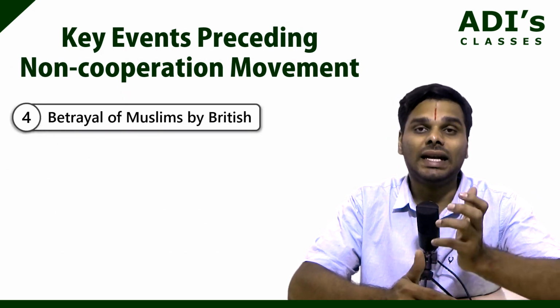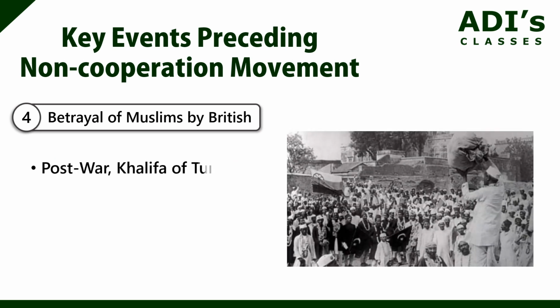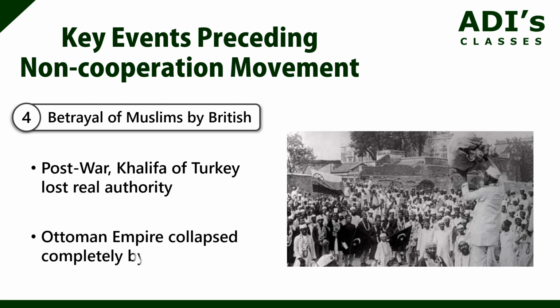The fourth point, the Indian Muslims had been supporting the British war efforts because the British had promised decent and generous treatment of the Khalifa of the Ottoman Empire. The Khalifa was the spiritual head of Islam. Post the war, the Caliph of Turkey had no real control. In fact, the Ottoman Empire entirely collapsed by 1922, within just 4 years of the end of World War I. The Muslim spiritual head had lost control of the holy sites as well. This had caused a great level of resentment in the Muslims.